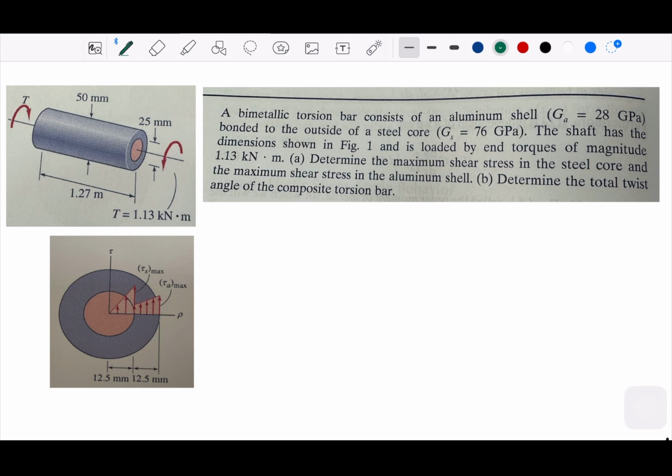And both have their own G, and the shaft has the dimensions like in the figure on the left, and is loaded by torques of magnitude 1.13 kilonewton meter. Find the maximum shear stress in the steel core and the shear stress in the aluminum, and then find the total twist angle of the composite, so of the two metals.